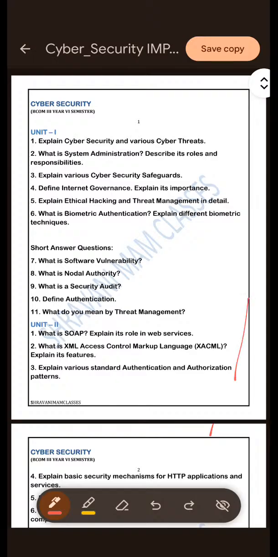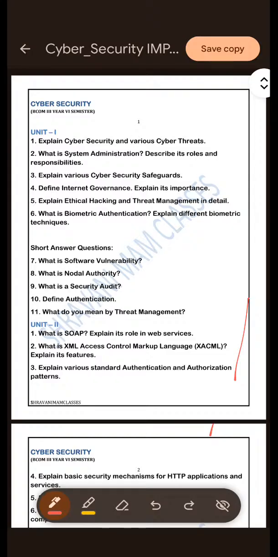See this, in the second unit we have concepts like SOAP, some protocols, right? So what is SOAP? Explain its role in web services. First of all, what is SOAP? It's a protocol, right? Simple Object Access Protocol. It is used for exchanging data between web services, right? It also uses XML format and works over the HTTP protocol, right? And it also ensures structured and secure communication, right?